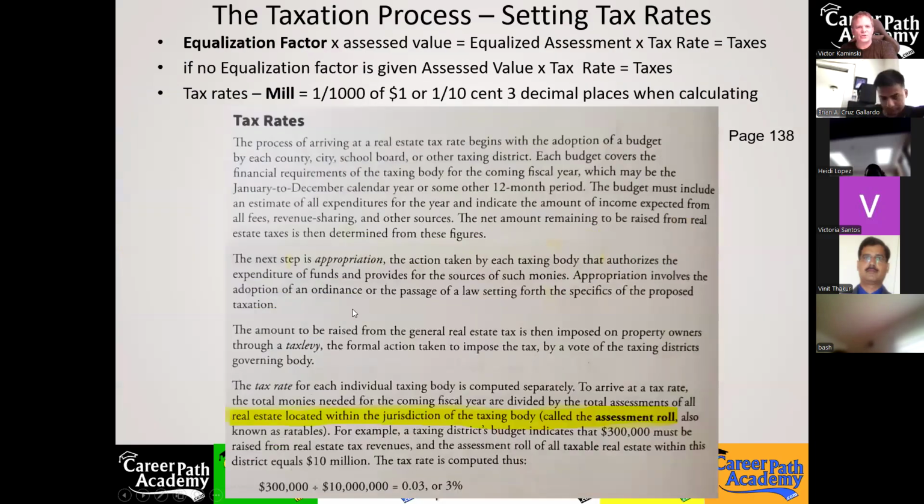Here, let me show you. It's called a mill rate. An equalization, you take the equalization factor times the assessed value to get the equalized assessment, and then you multiply that by the tax rate to figure out what the taxes are that you have to pay. That's the formula.